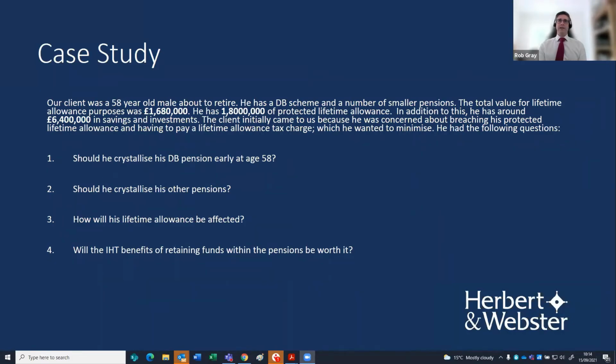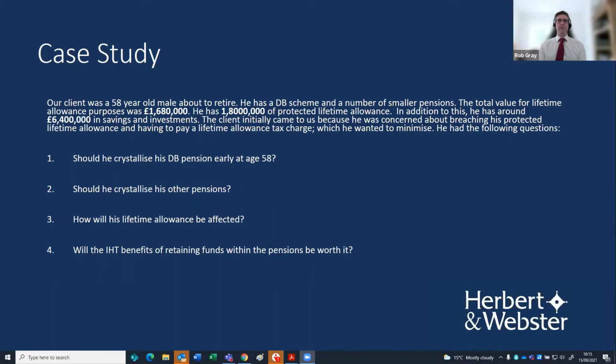However, really to answer the questions about his pensions, I tried to explain that we need to have a fuller conversation and actually include his other savings and investments in the plan to really try and provide a full picture and answer his questions properly. So the main thing that he wanted answered was, should he crystallize his defined benefit pension early at the age of 58?